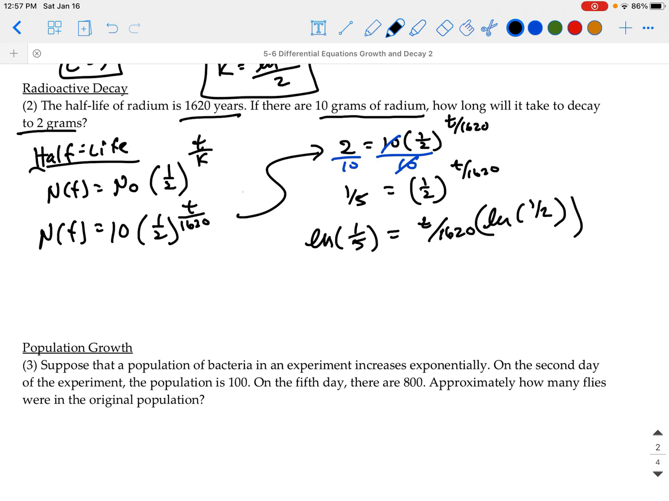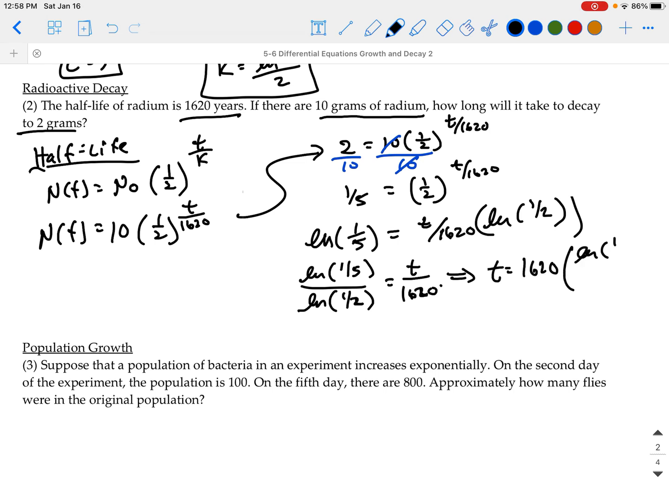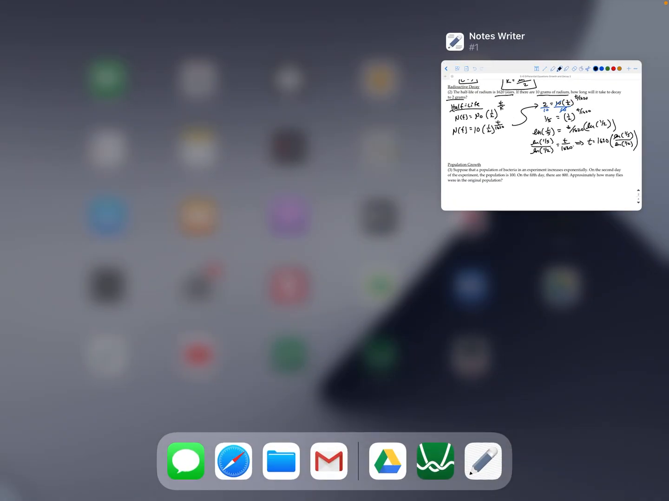So now just bringing down that t divided by 1620 by the power property, and then we can isolate t. So we'll get the natural log of 1/5 over the natural log of 1/2 equals t over 1620, which means that t is going to be 1620 times those two numbers. And obviously our answer is going to have to be bigger than 1620. So let's go ahead and calculate that.